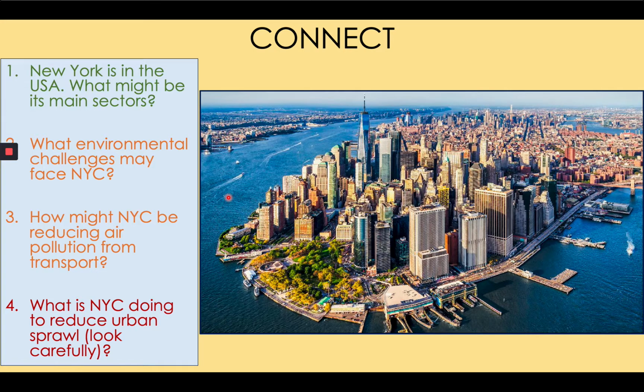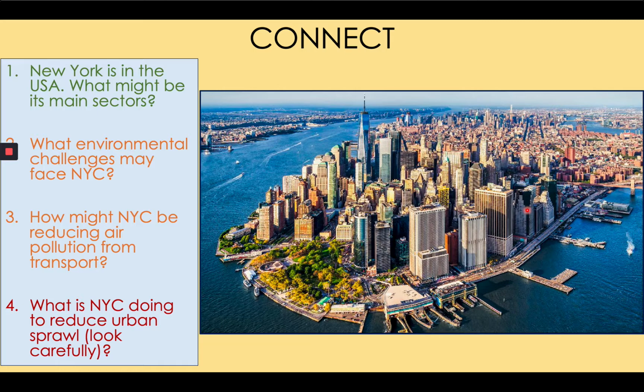3. How might NYC be reducing air pollution from transport? Well, you could have said it's increased public transport, for example, people using ferries to get around instead of driving. You may have said it's developed an underground service, the subway, which people use to get around instead of taking cars. You might have said that New York is introducing a congestion charge so that drivers have to pay to enter the city, which discourages driving further. Or you may have talked about recycling. All of these points are valid and they're all things that New York City is doing or has done to reduce the environmental impact of its economy.